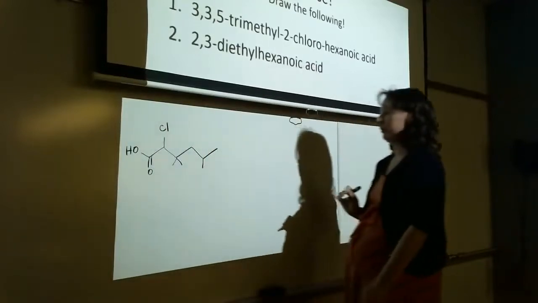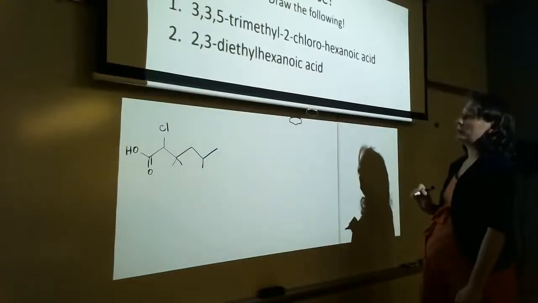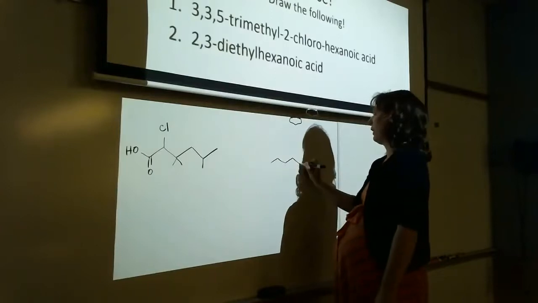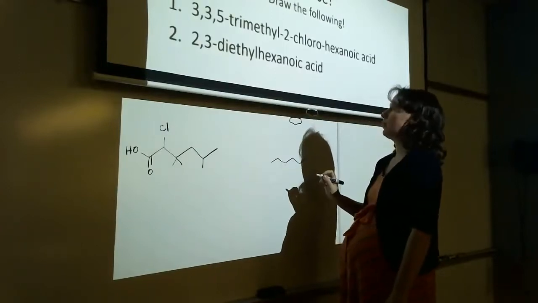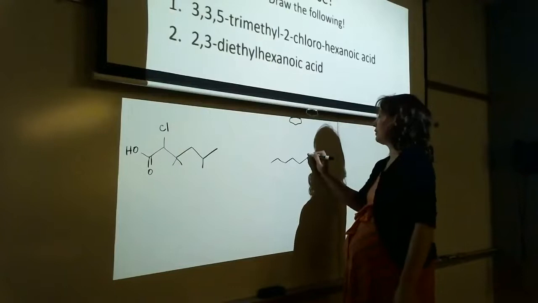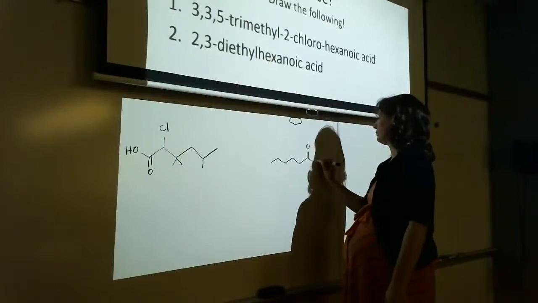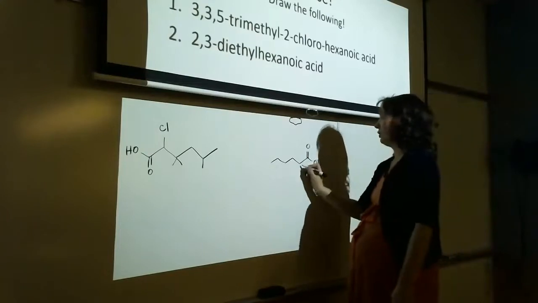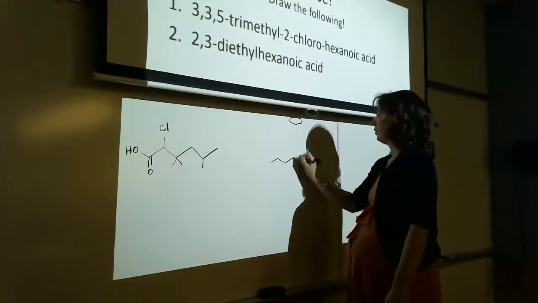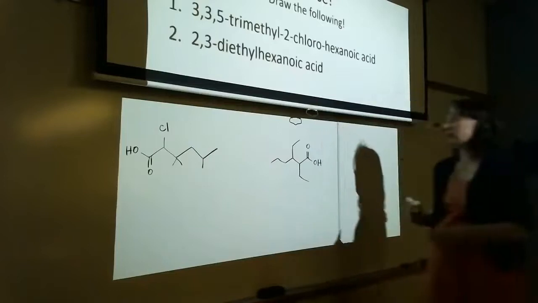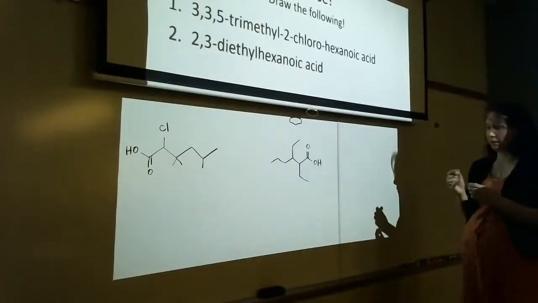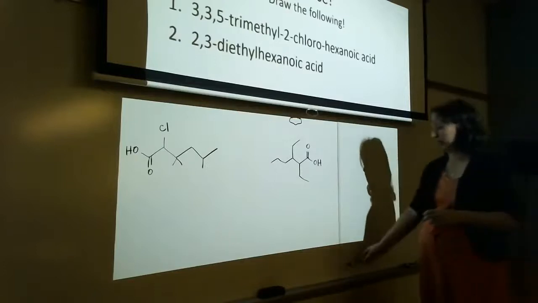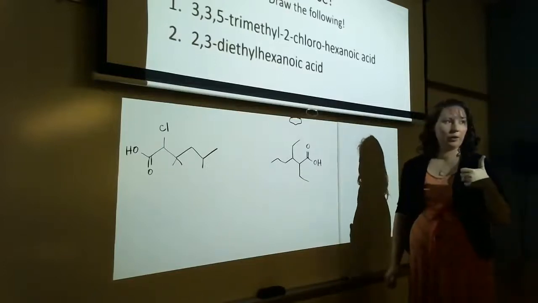So there's that one. And then this one's also a hexanoic acid. So 1, 2, 3, 4, 5, 6. Just for fun, let's put carbon number 1 over here this time. 2,3-diethyl. So 1, 2, and then 3. So 2,3-diethylhexanoic acid. And 3,3,5-trimethyl-2-chlorohexanoic acid. Feel good on these?